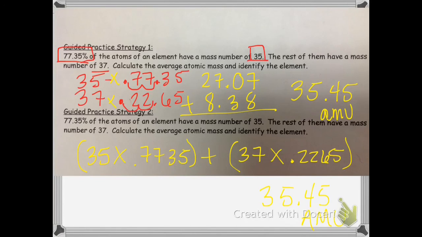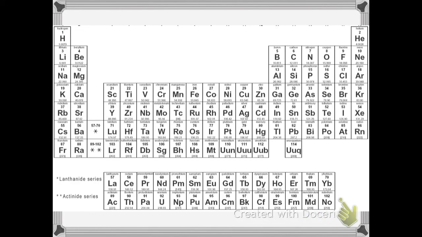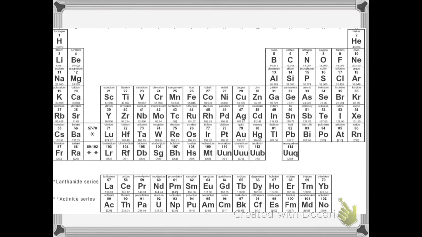And if it has an average atomic mass of 35.45, what element is that? We look on the periodic table, so we can pop our periodic table down real quick. And 35.45 would be chlorine. So our atom will be chlorine.